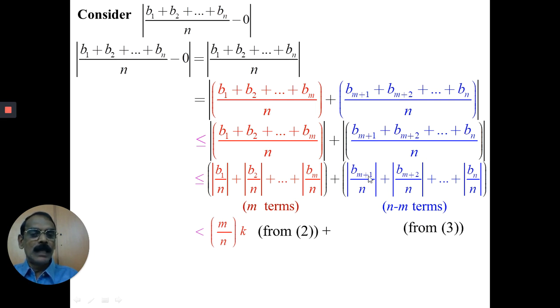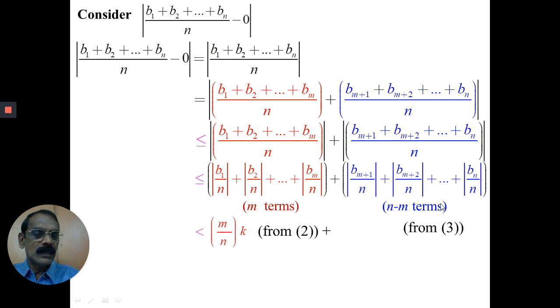Here, b_{m+1}, what is b_{m+1}? By inequality 3, this is less than epsilon by 2. Here, modulus of b_{m+2} is less than epsilon by 2. Modulus of b_n is less than epsilon by 2. That is, each b_i, i from m plus 1 to n, is strictly less than epsilon by 2.